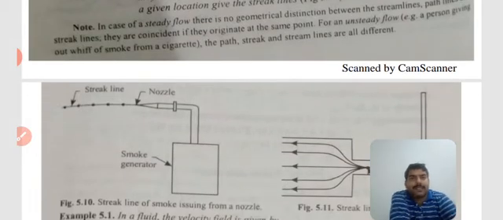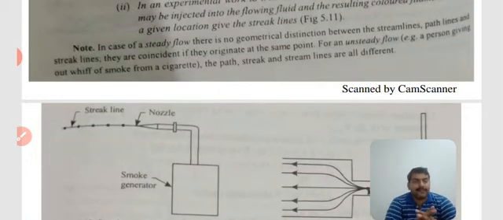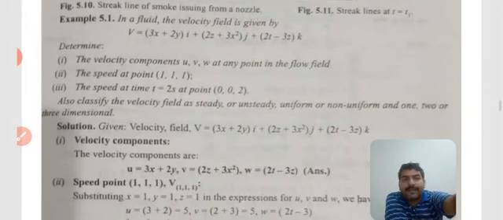In case of a steady flow, there is no geometrical distinction between the streamlines, path lines and streak lines. They are coincident if they originate at the same point. For an unsteady flow, the path lines, streak lines and streamlines are all different patterns. For example, a person giving out smoke from a cigarette. This is the example of streamlines and streak lines.